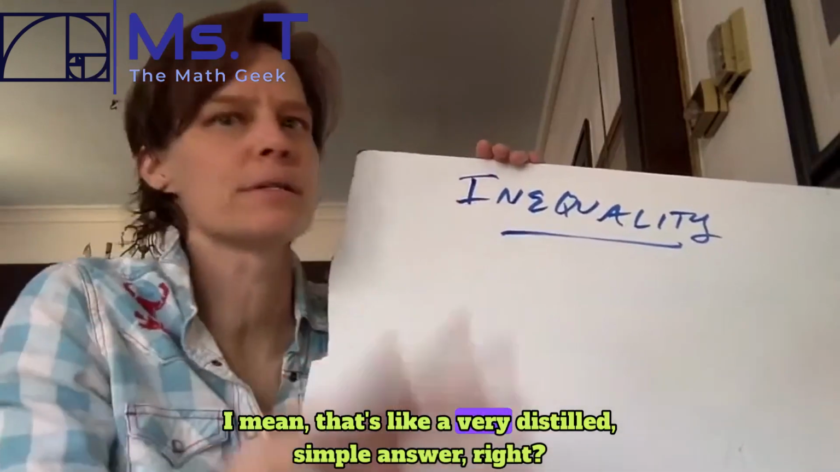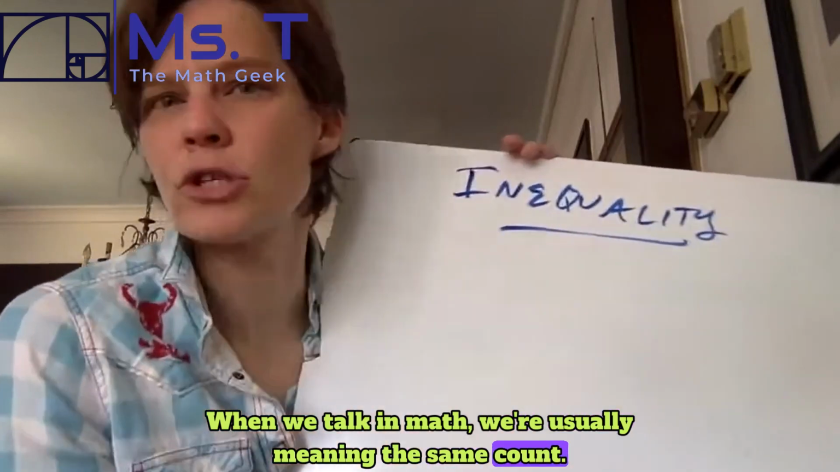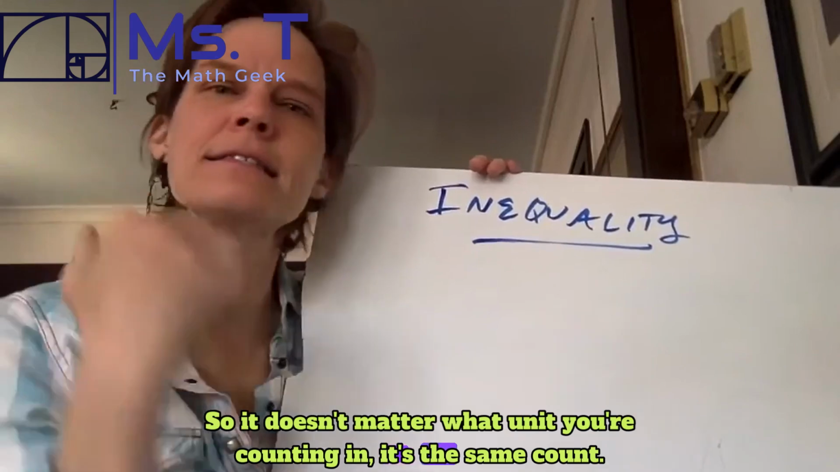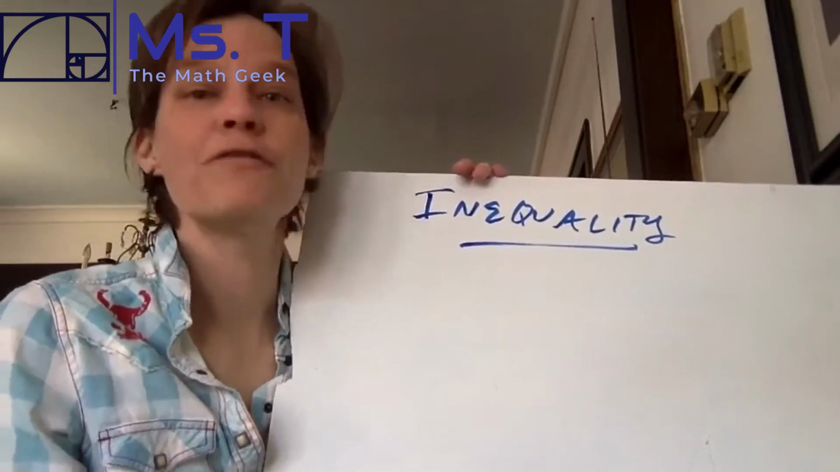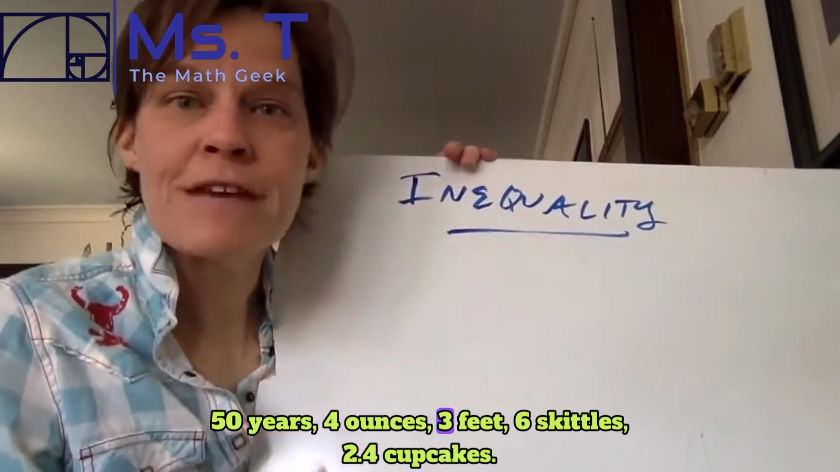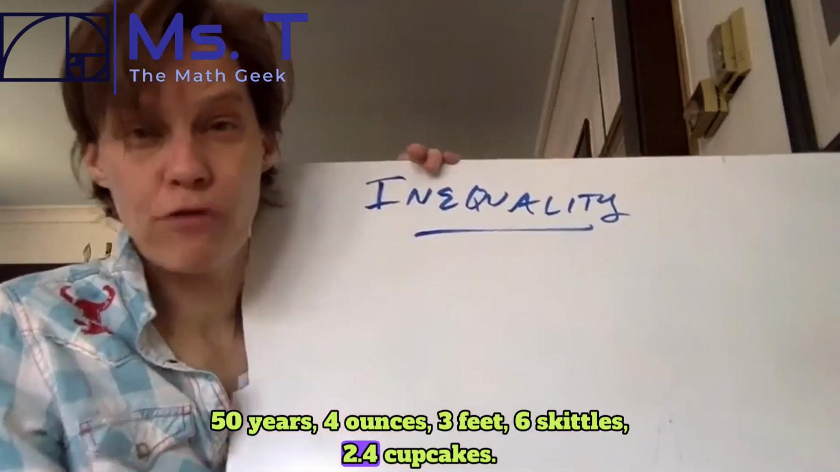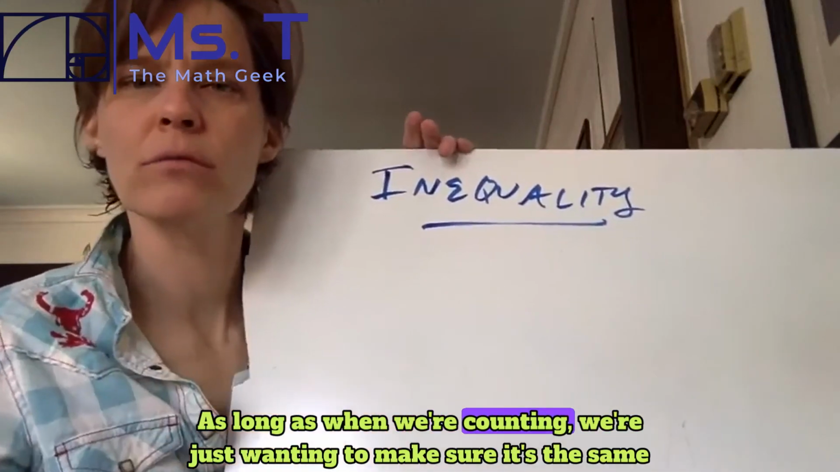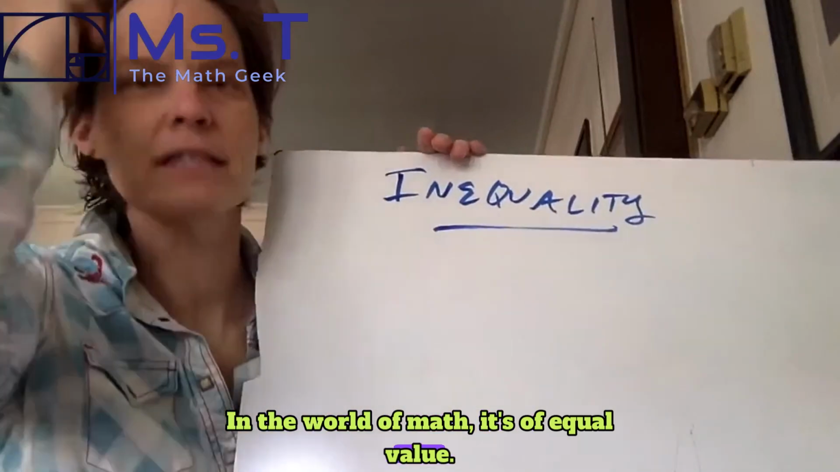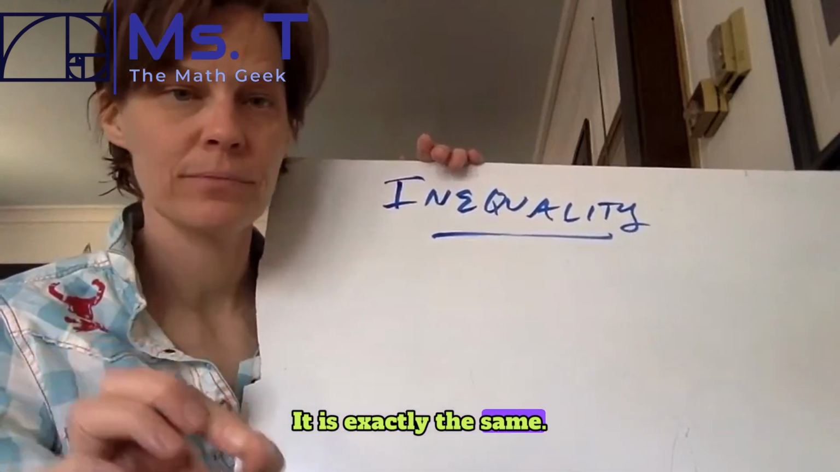I mean, that's a very distilled, simple answer, right? When we talk in math, we're usually meaning the same count, okay? So it doesn't matter what unit you're counting in, it's the same count. 50 years, 4 ounces, 3 feet, 6 Skittles, 2.4 cupcakes. As long as when we're counting, we just want to make sure it's the same count. In the world of math, it's of equal value. It's the same value. It's not similar value. It is exactly the same.